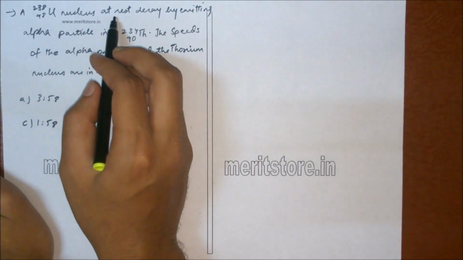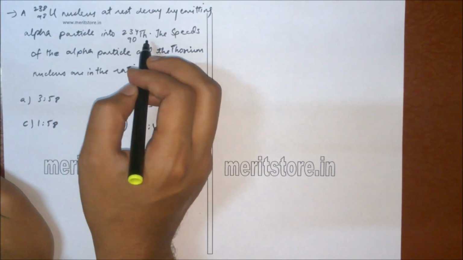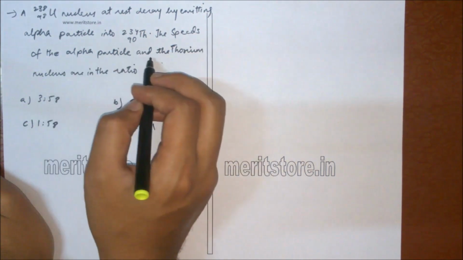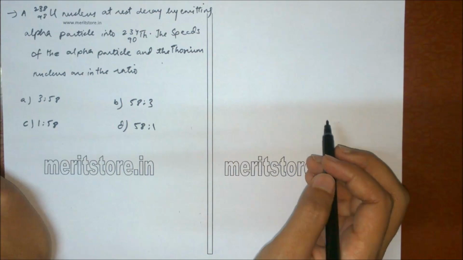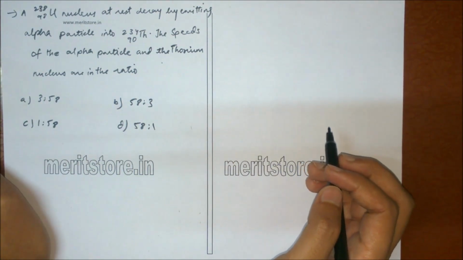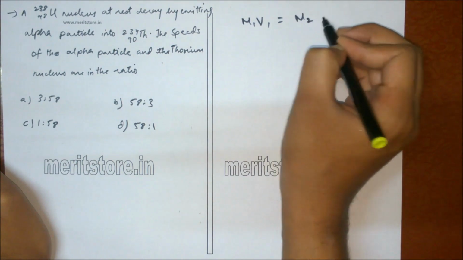Uranium nucleus at rest decays by emitting alpha particle into thorium. The speed of the alpha particle and the thorium nucleus are in the ratio. So using law of conservation of momentum, m1v1 is equal to m2v2.